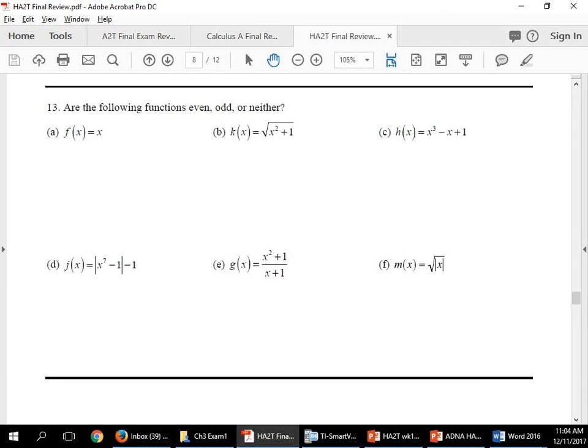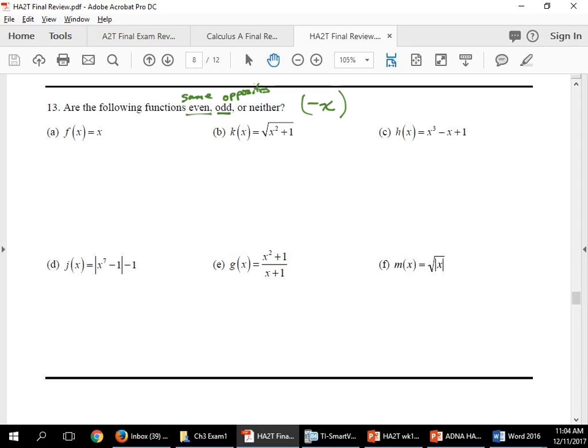Okay, if the problem only asks if the function is odd or even, that is only the negative x test. That means you just plug in a negative x, see if you get the same thing, the exact opposite, or nothing, neither. If you get the same thing, then it's even. If we get exact opposites, that's odd.